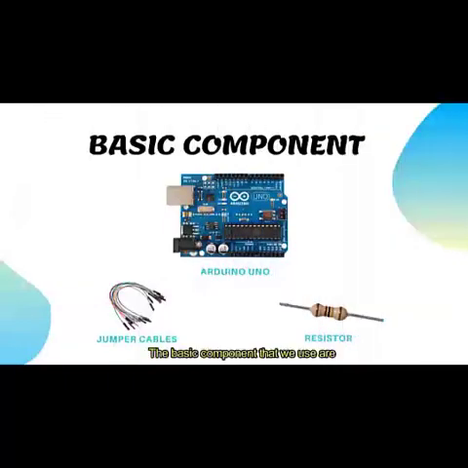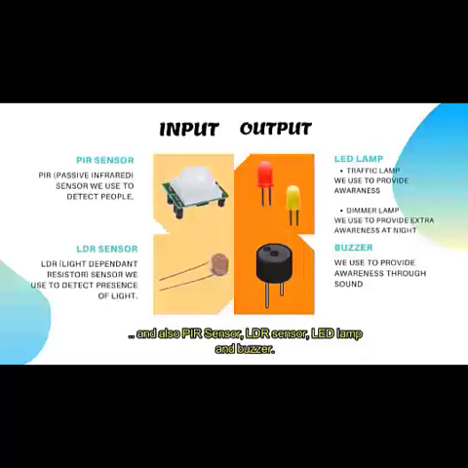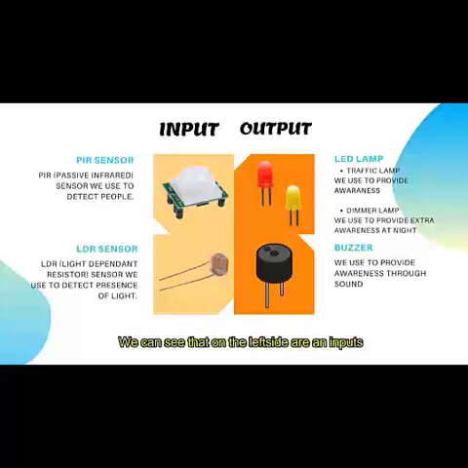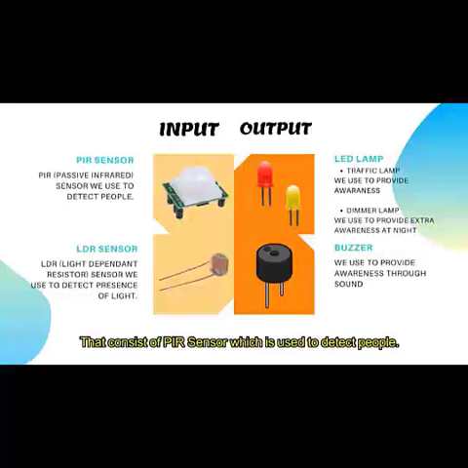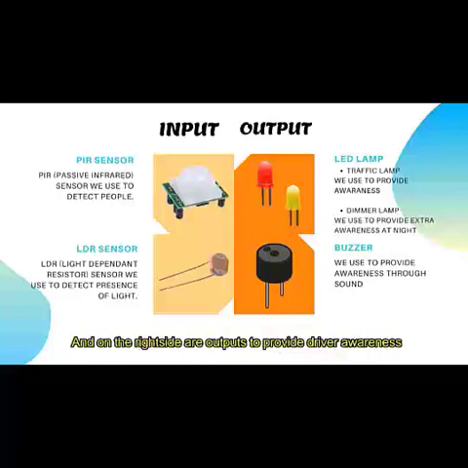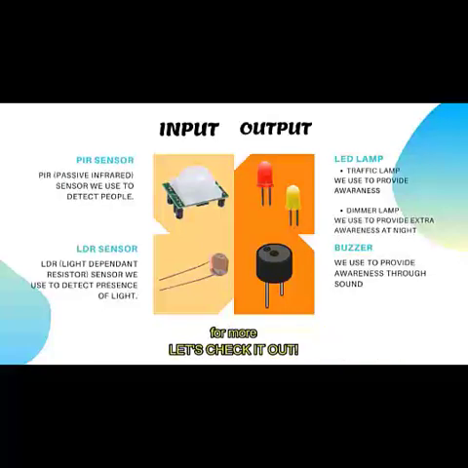The basic components that we use are Arduino Uno, jumper cables, resistors, and also a PIR sensor, LDR sensor, LED lamp, and buzzer. You can see that on the left side are inputs that consist of the PIR sensor, which is used to detect people, and the LDR sensor, which is used to detect the intensity of light to determine day or night. And on the right side are outputs to provide driver awareness. For more, let's check it out!